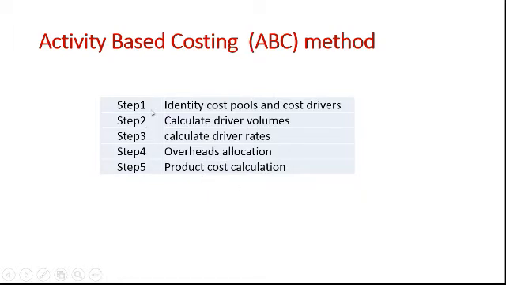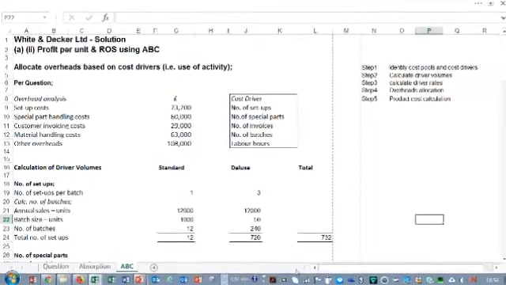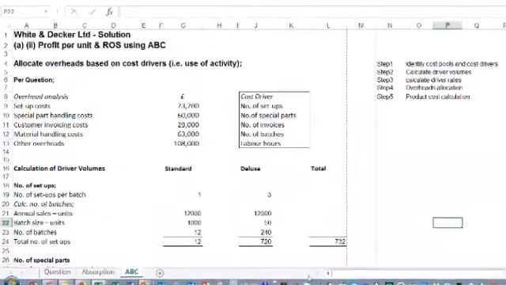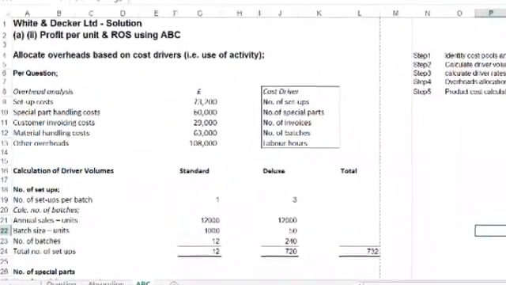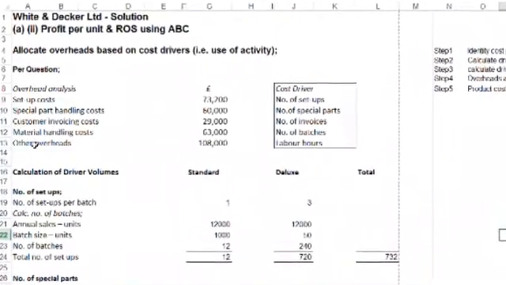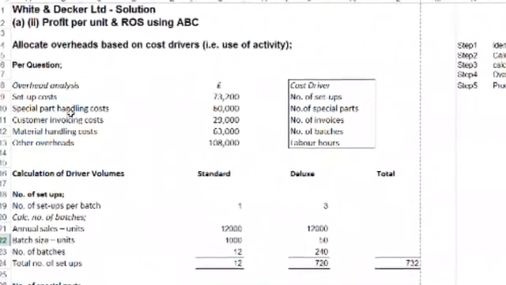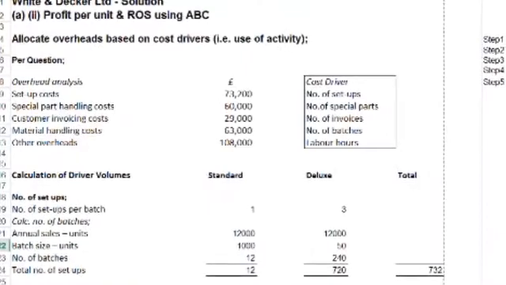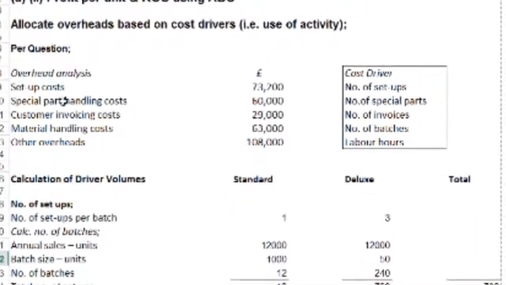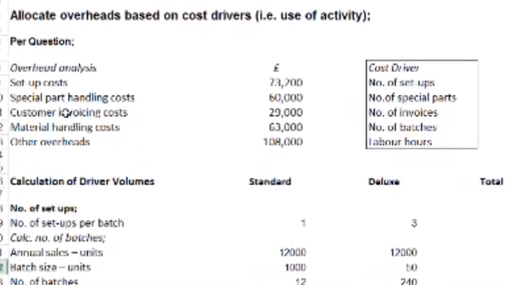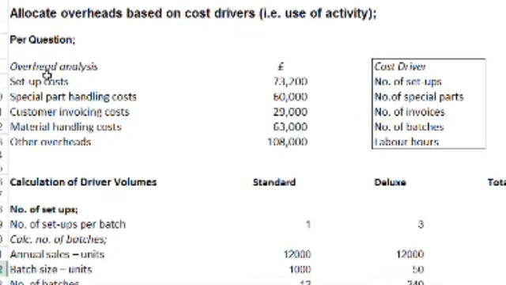So it will be easier to understand these steps once we look at this question. Alright, so here is the same question again, now using activity based costing. So step 1, just as I said, we need to identify cost pools and cost drivers. So these are our cost pools, that is, these are the different categories of overhead costs.